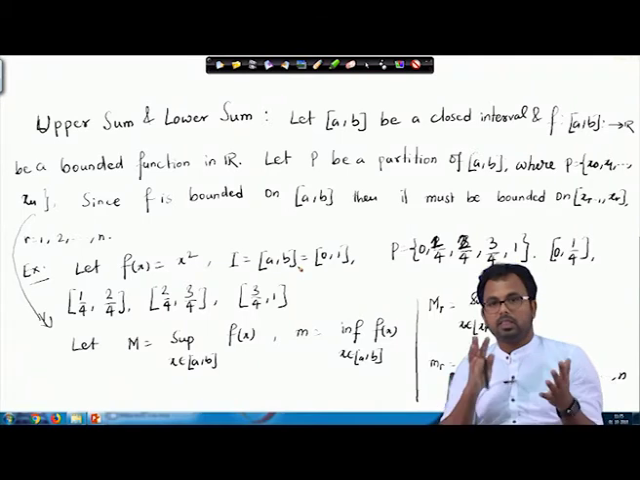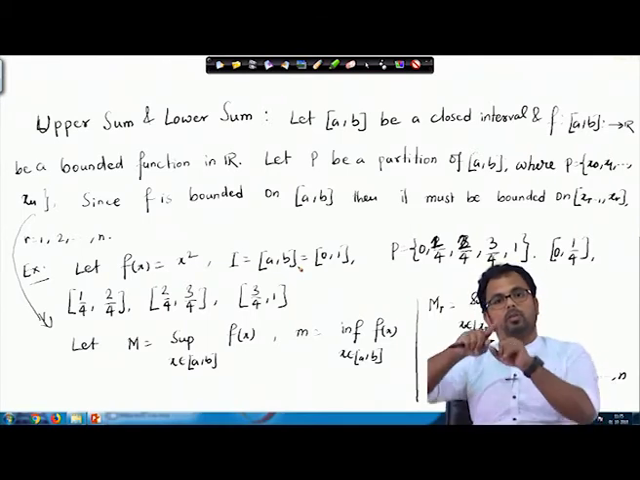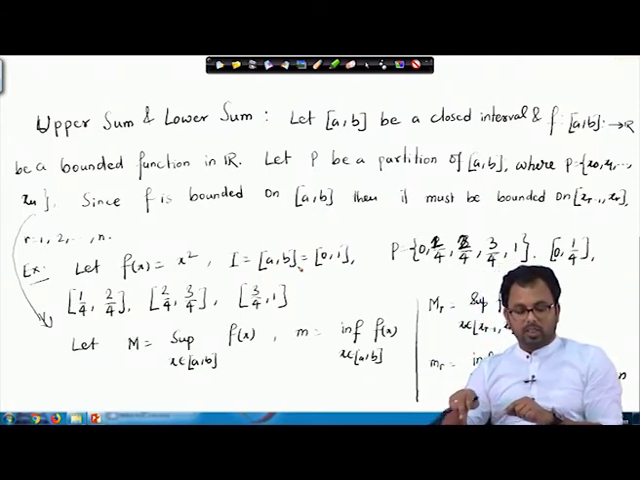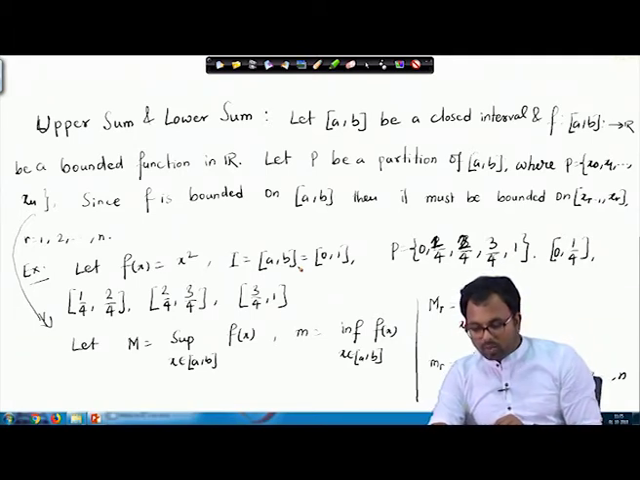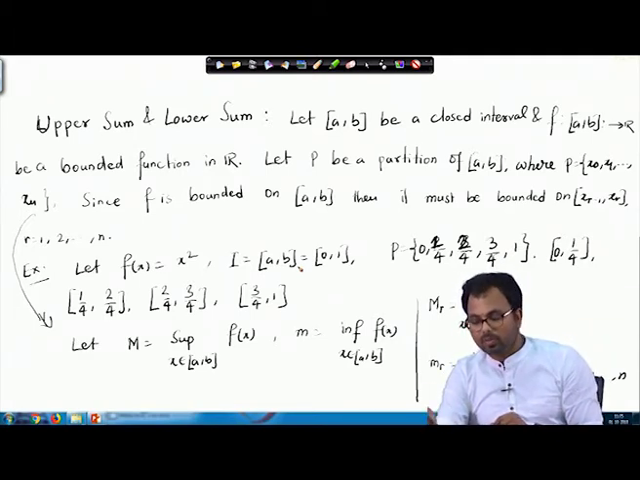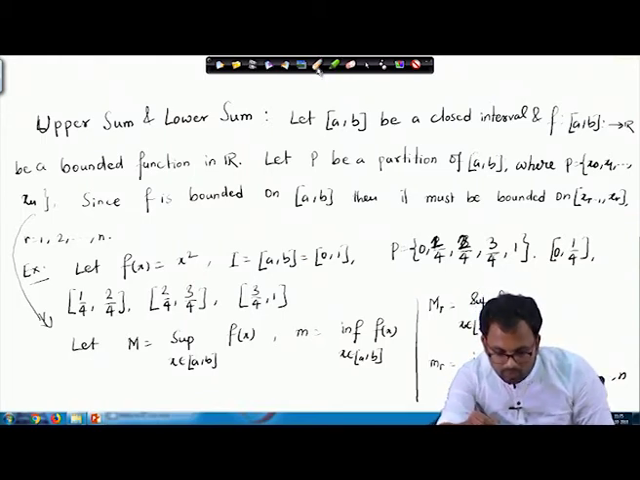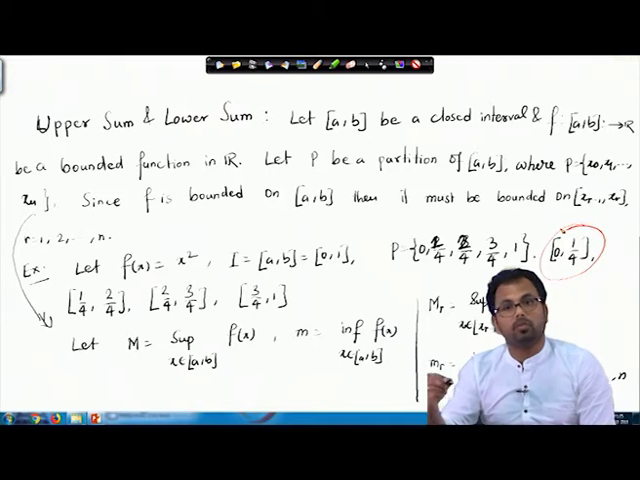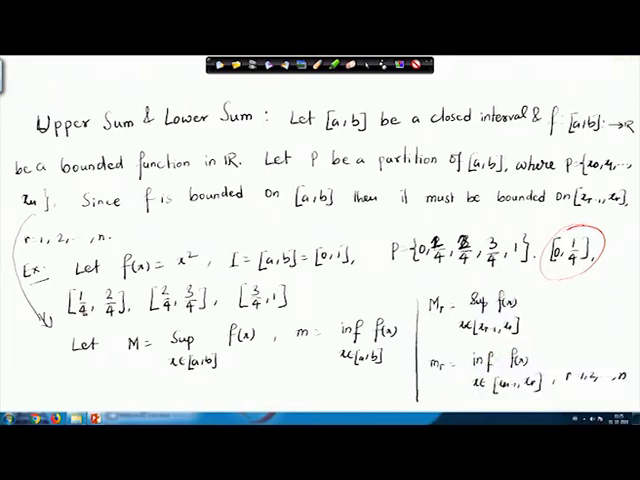So, now there is a relation between the lower bound and upper bound on the whole interval and the lower bound and upper bound on each one of these subintervals. On this small subinterval 0 comma 1 by 4, the lower bound is 0. However, the lower bound on this interval 1 by 4 to 2 by 4 is 1 by 16. Similarly, the lower bound on this interval is 1 by 4, and so on.